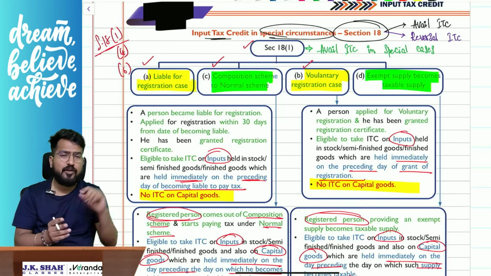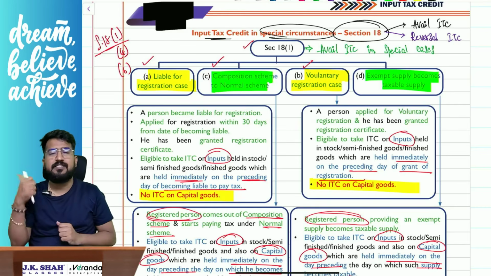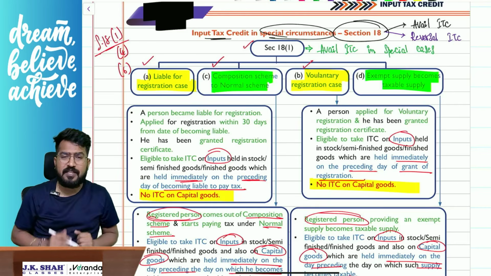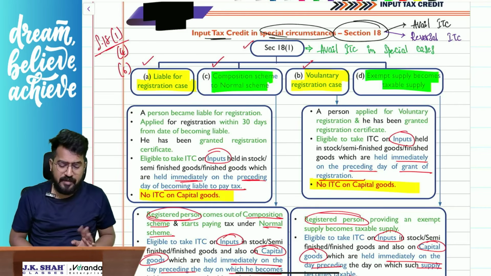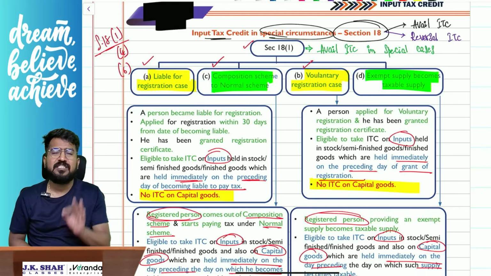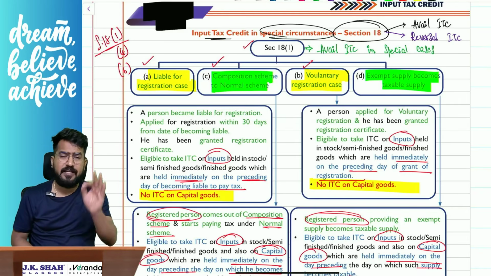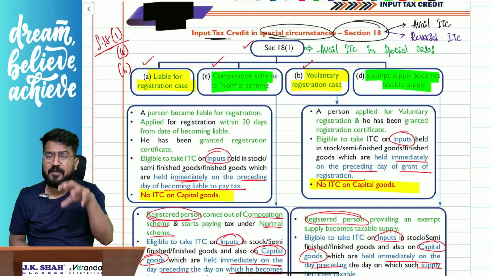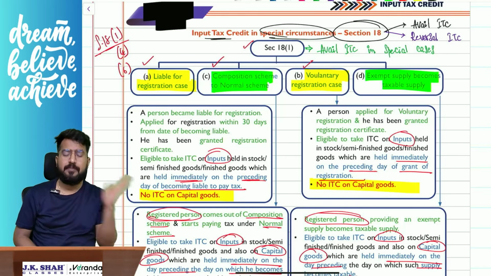Here I repeat, clause A and B are one category, C and D are another category. What is that category, if you ask me? In clause A and B, you are becoming liable for registration and the immediately preceding date, closing stock. The date of becoming liable for registration is that immediately preceding day.